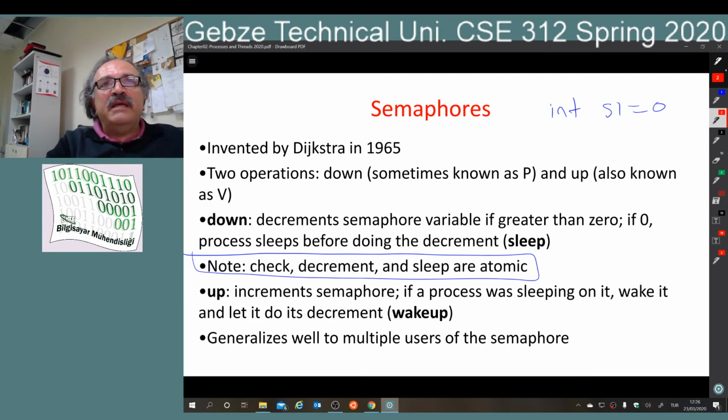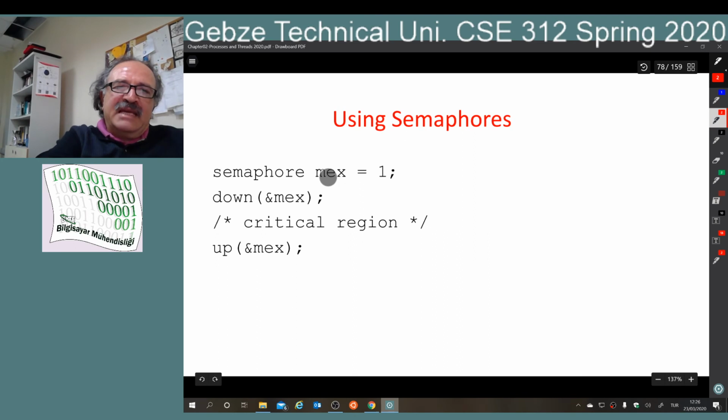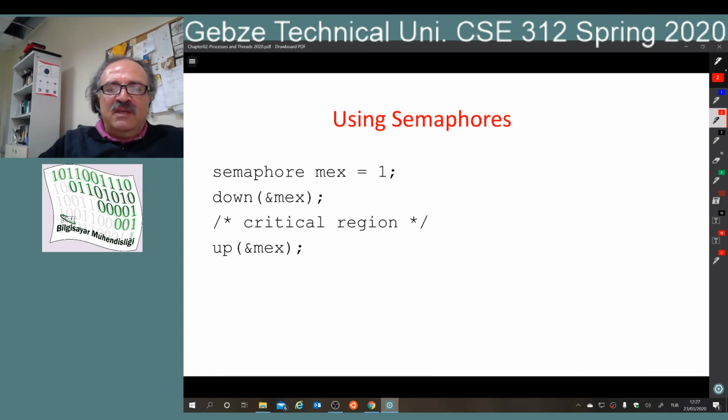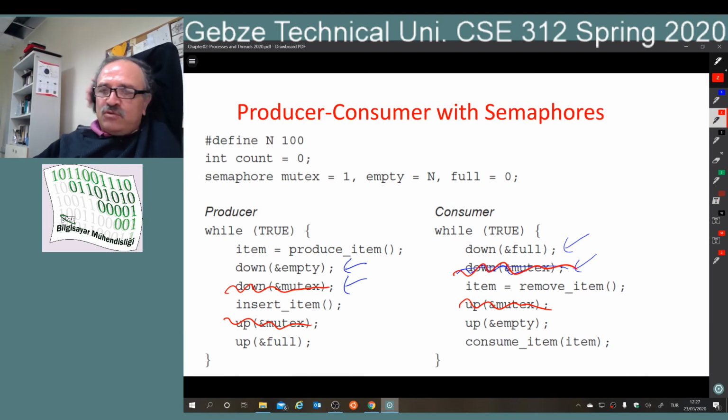Okay, Ali Emre, is that okay? If you look at this example, this should be clear enough. This will go to sleep if mutex, mutual exclusion, is 0. It will not enter this critical region unless somebody makes this mutex variable a non-zero value. Okay, good.